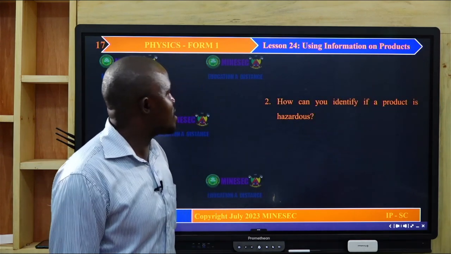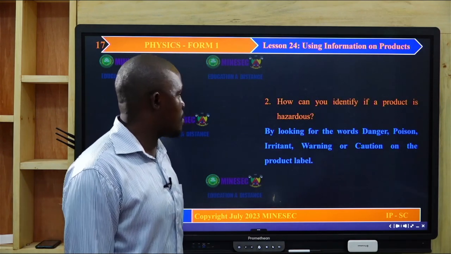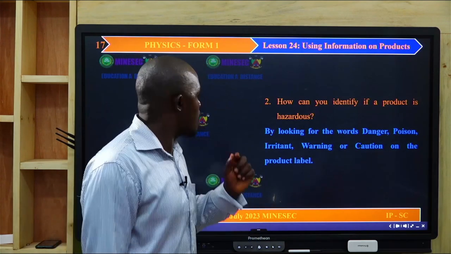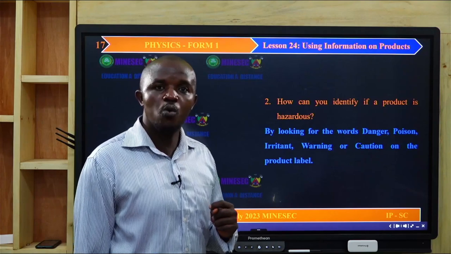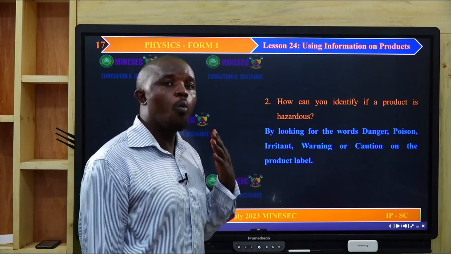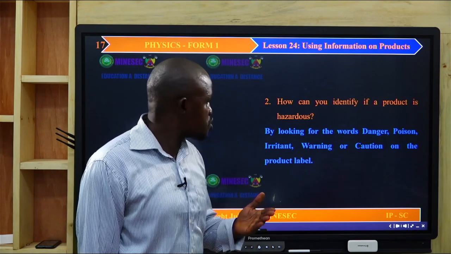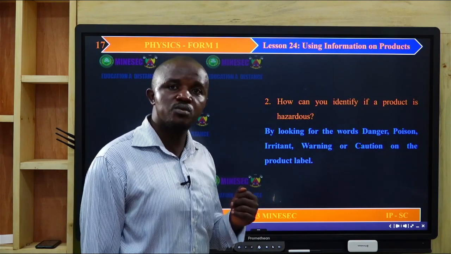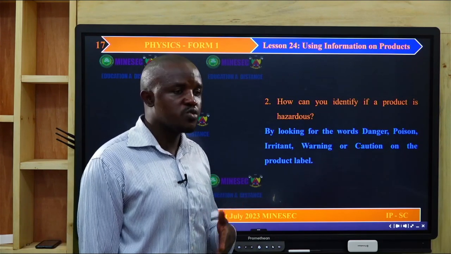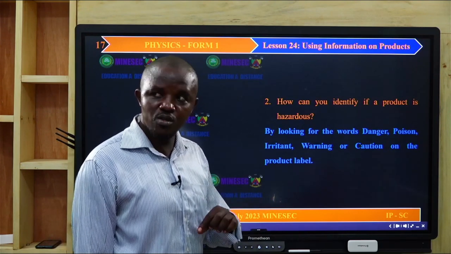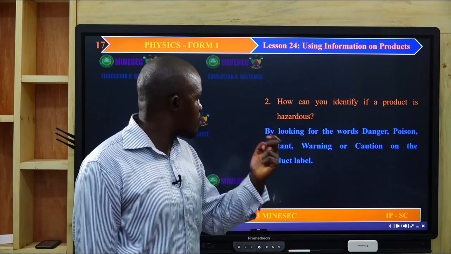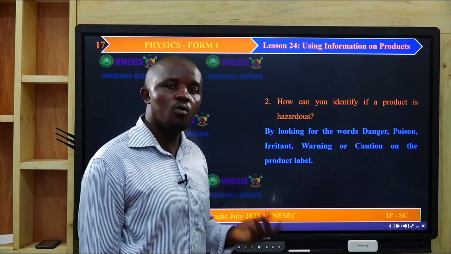So how can you identify if a product is hazardous? By looking for the word danger, the word poison, the word irritant, the word warning or caution on the product label. So there is the product label and there are some words that you can look for to know whether the product is hazardous or not. Check if the word danger, poison, irritant, warning, or caution is written.